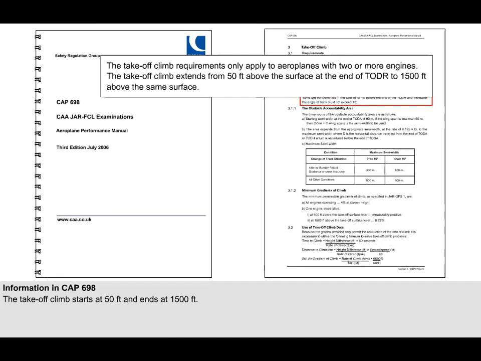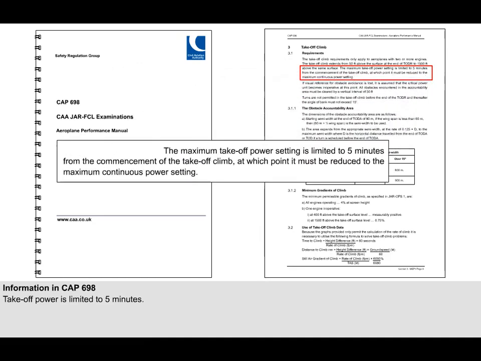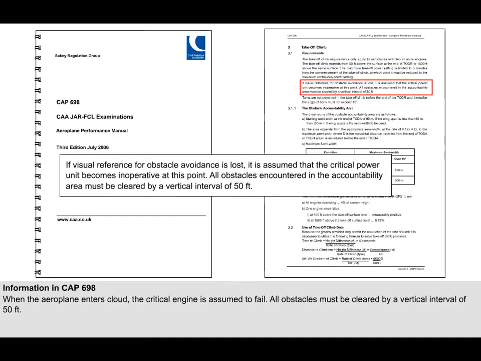At the top of the page, the first paragraph contains the definition that the takeoff climb extends from 50 feet above the surface at the end of the takeoff distance required to 1,500 feet above the same surface. The paragraph also mentions that takeoff power is applied for only 5 minutes, after which time maximum continuous power must be set. The next paragraph states that if the visual reference to the obstacle is lost, in other words, if the pilot enters cloud, it must be assumed that the critical engine will fail.